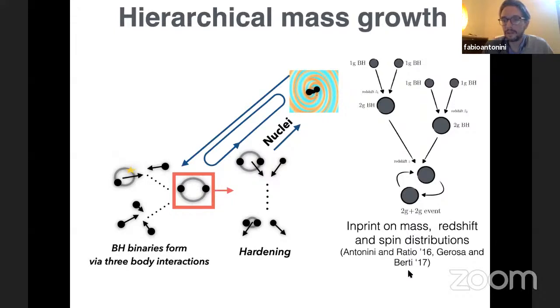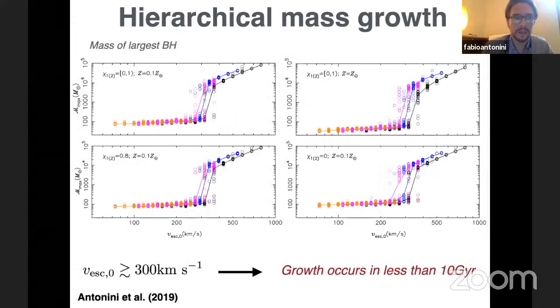Because once you merge two black holes, the merger remnant black hole has a spin that is, on average, about 0.7. So even if the two black holes initially have very small spins, the product of their merger will have a large spin. So black holes formed by hierarchical mergers are expected to have, on average, larger spins than first generation black holes. So we look at this channel, the hierarchical mass growth channel, through our models.